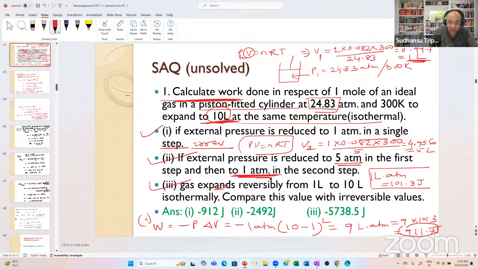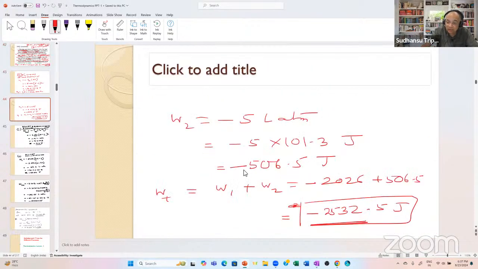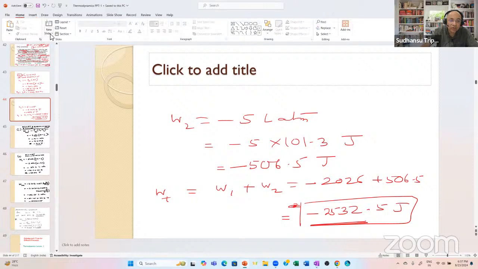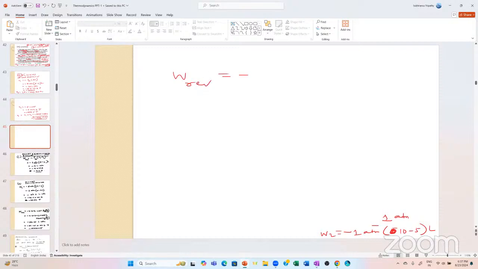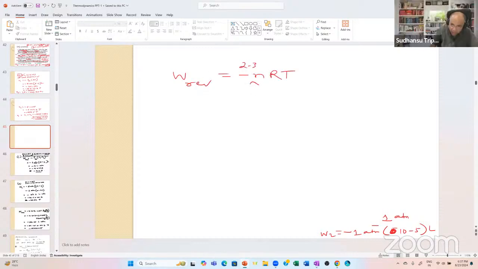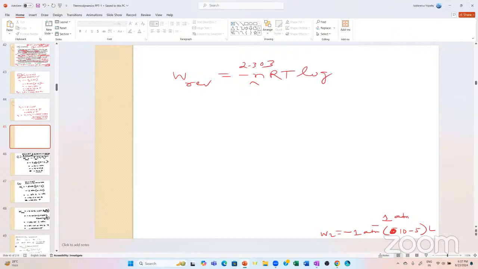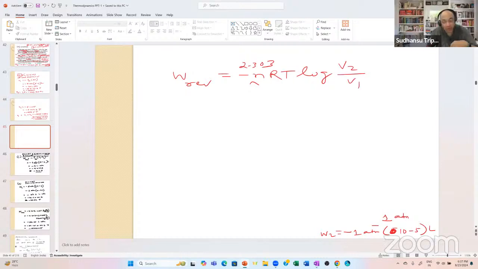If the gas expands reversibly, infinitesimally slowly, then what will be the work done? Then you have to follow the integrated formula. Who can remind me what the integrated formula is to find the reversible isothermal work done? Minus nRT ln V2 upon V1, that is 2.303 log V2 upon V1. We have pressure data, initially 24 point something and finally 1. We also have volume data. You can use any data in this question and we get the same answer.